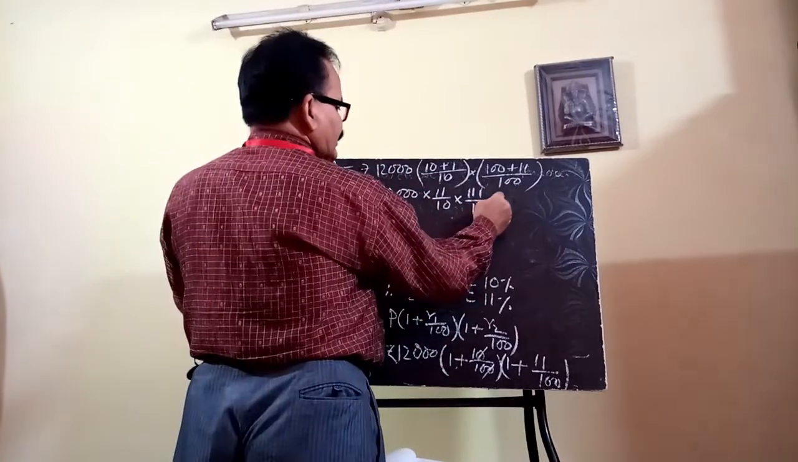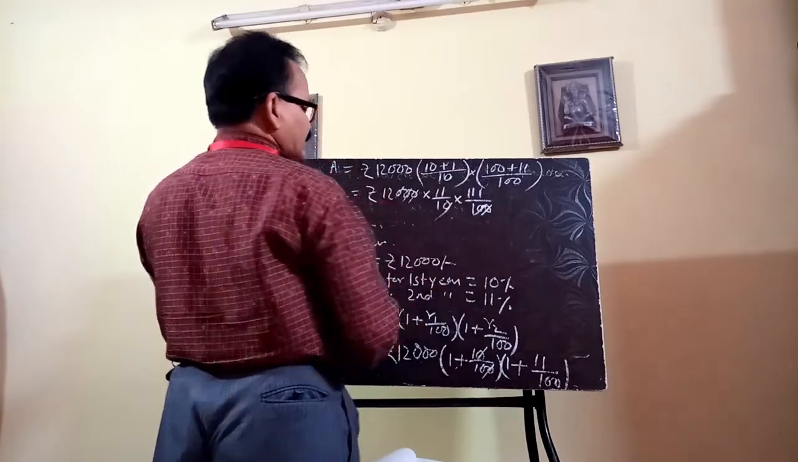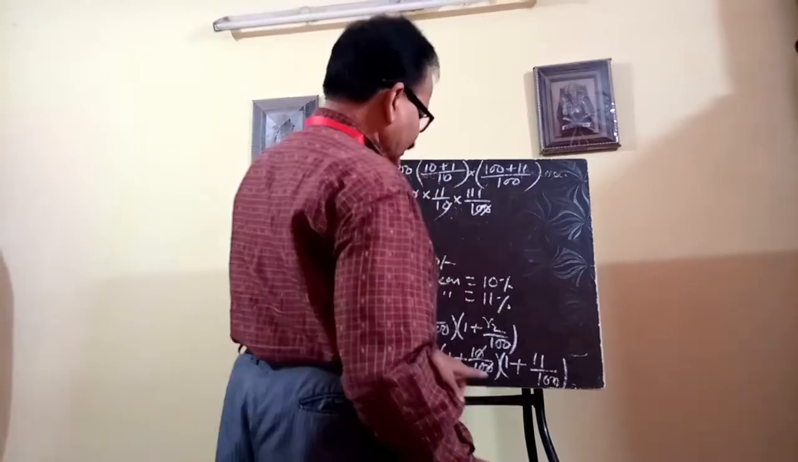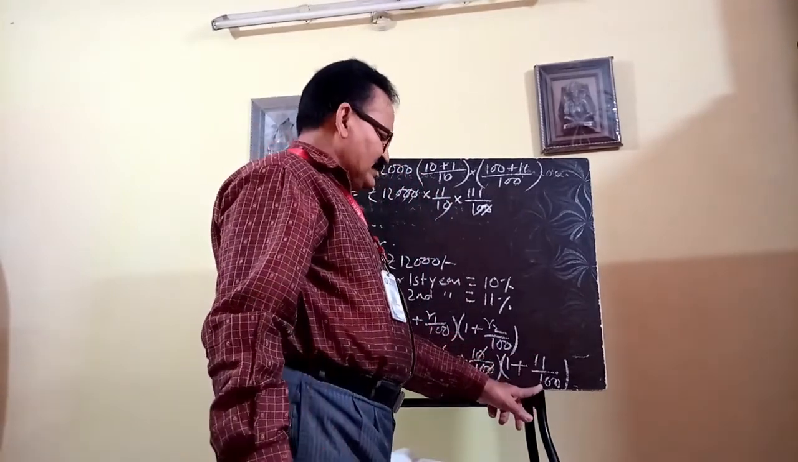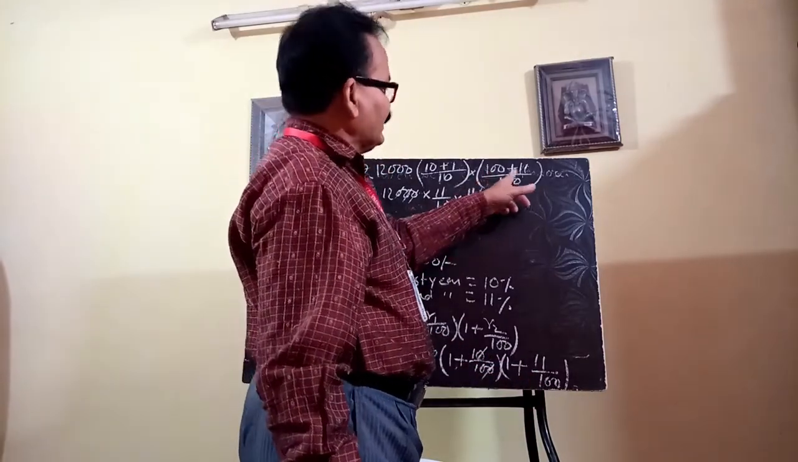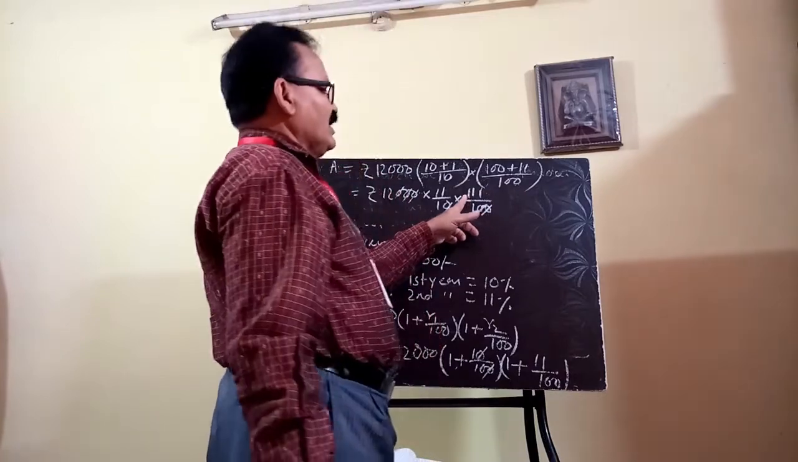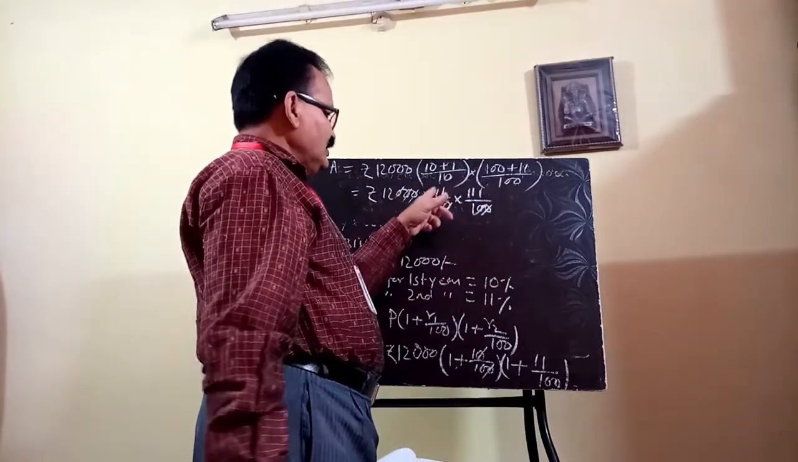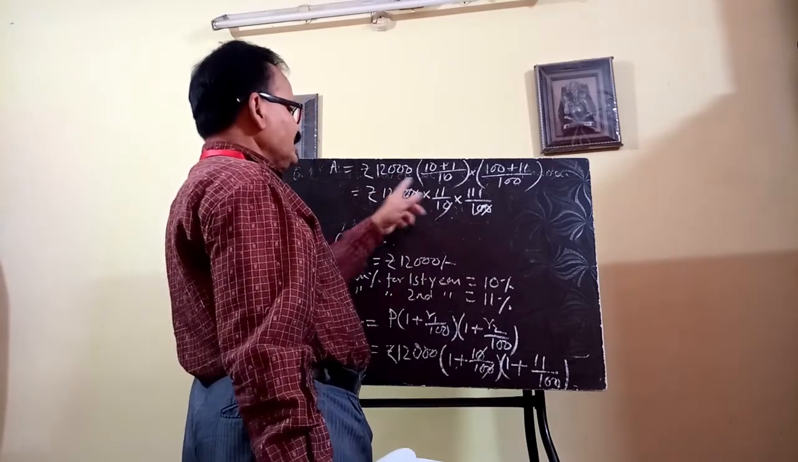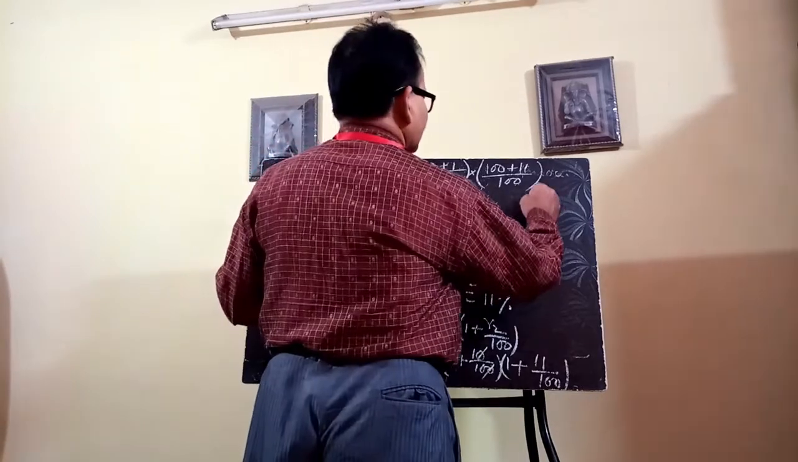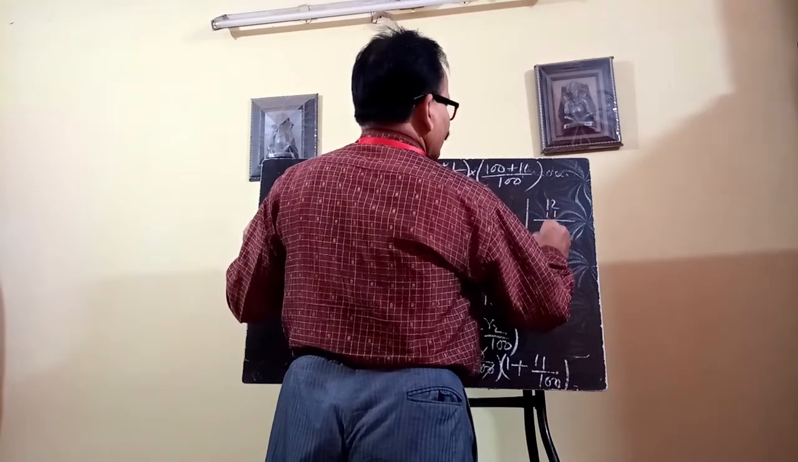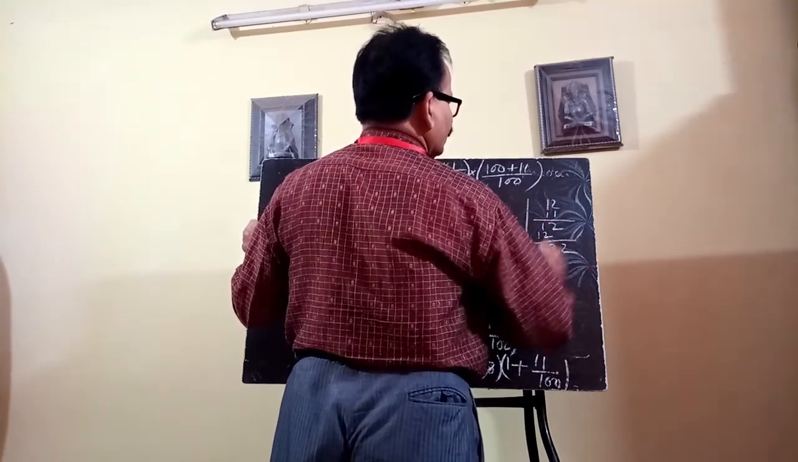So you see these 10 and 100 cancel each other. Now your calculation is here 1 plus 11 by 100. Here 100 is the LCM, 100 plus 11, so 111. You have to multiply with 11, then you have to multiply with your 12. So 12 and 11, you first multiply 12 and 11, so this is 132.